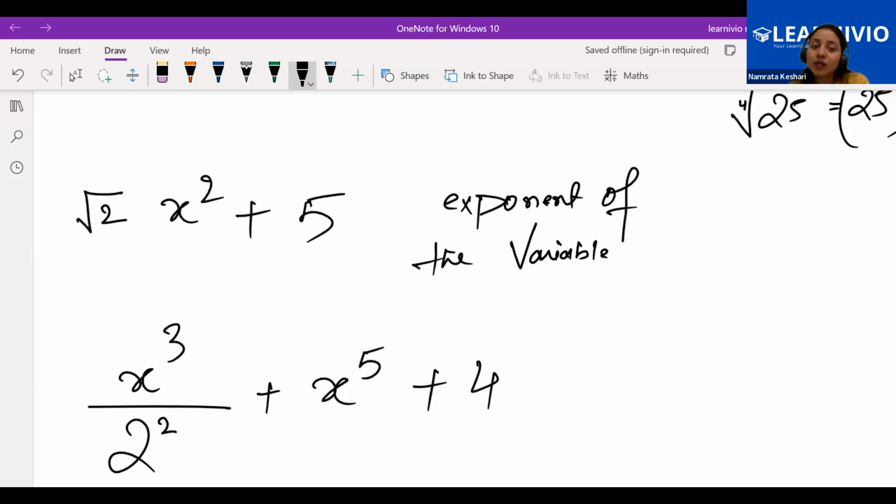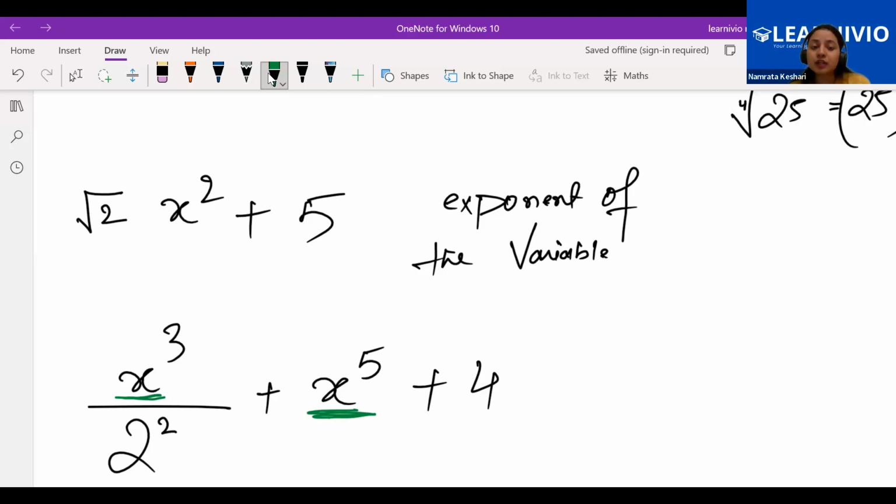the variable. What are the variables over here? Shall I underline it? Variable, variable. What is the exponent of the variable? Is it a whole number? Yeah. If it's a whole number, then it's a polynomial. Yes, it's a polynomial. We are not going to get bothered by this 2 square in the denominator. Coefficient can be anything. Number can be anything. Only we are going to focus on the variables.